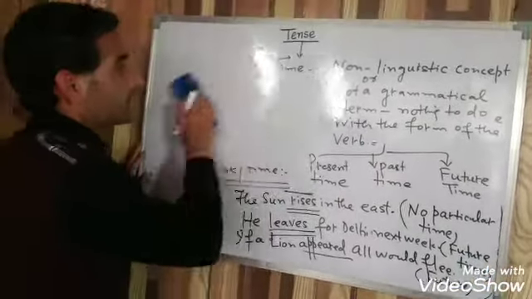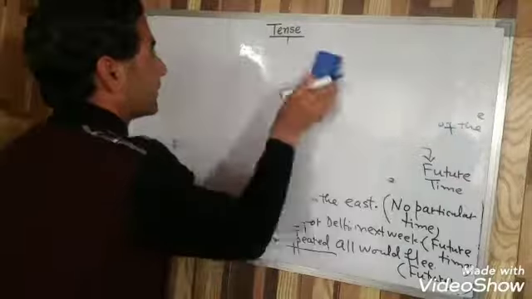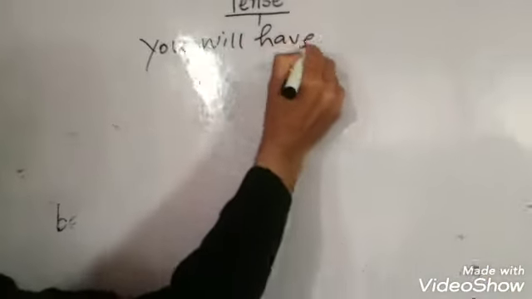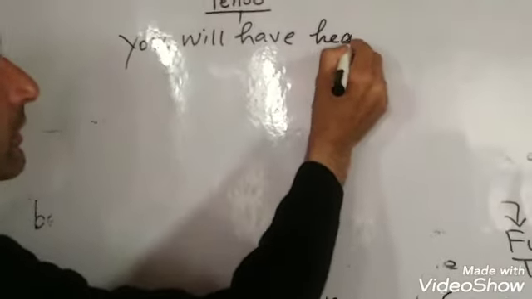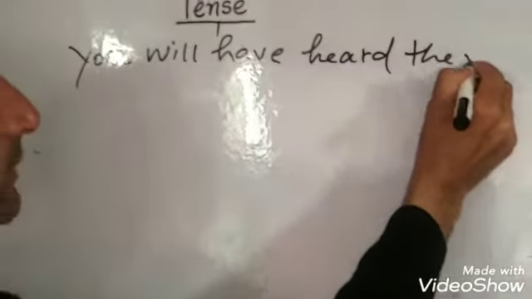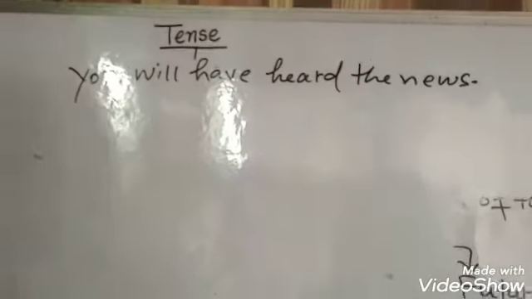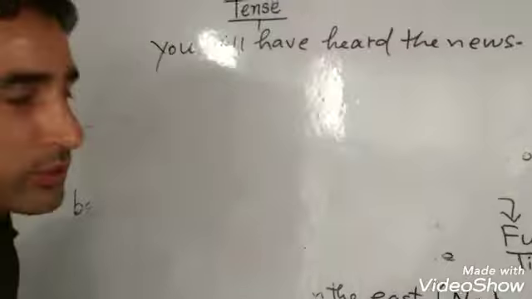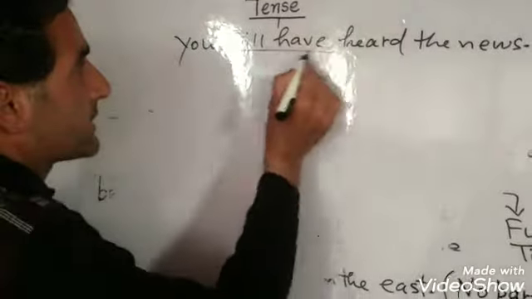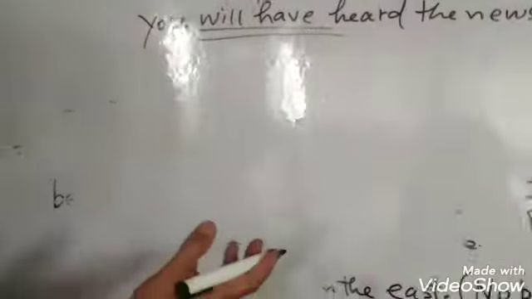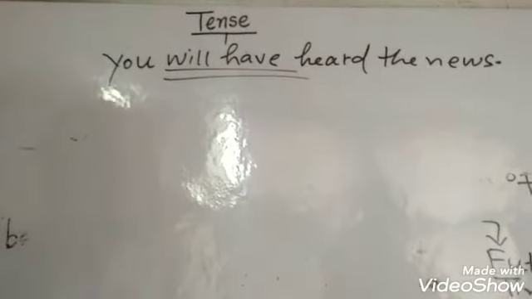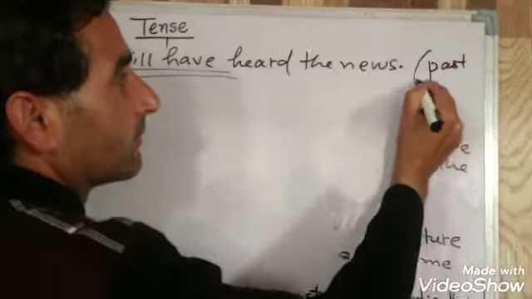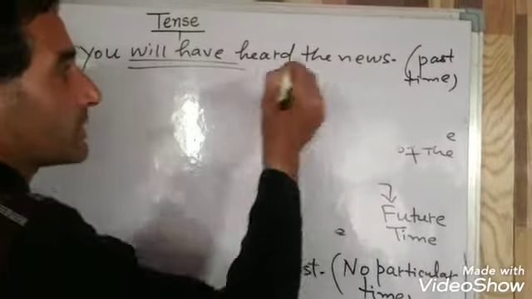Another example we can take. You will have heard the news. Now, I told you earlier, in order to express future time, we use this will and shall. But here, let us suppose this is the future. But what time is mentioned in this sentence? Past time. You will have heard the news, past time. Or we can say past possibility is mentioned in this sentence.